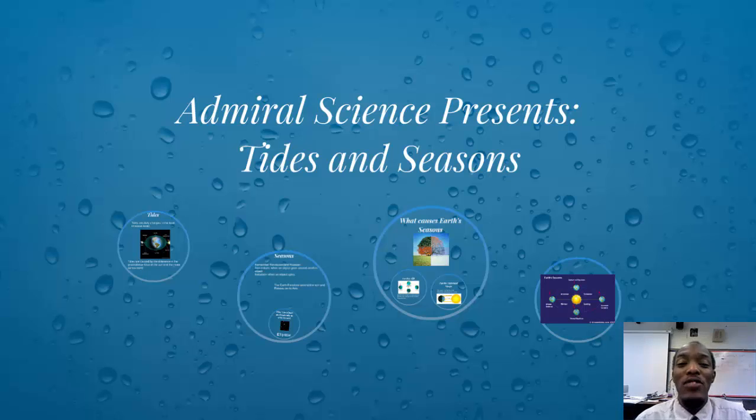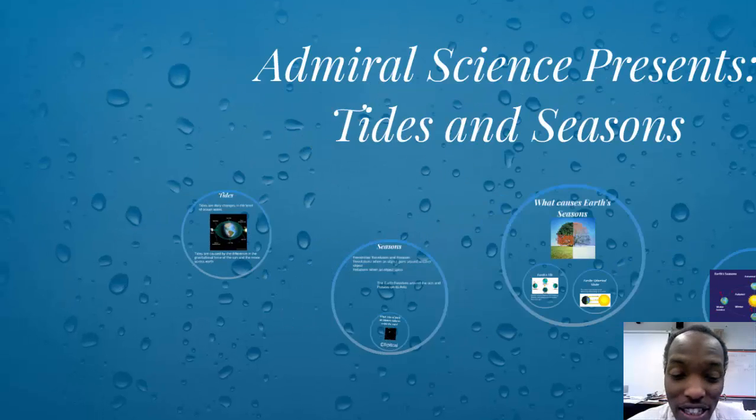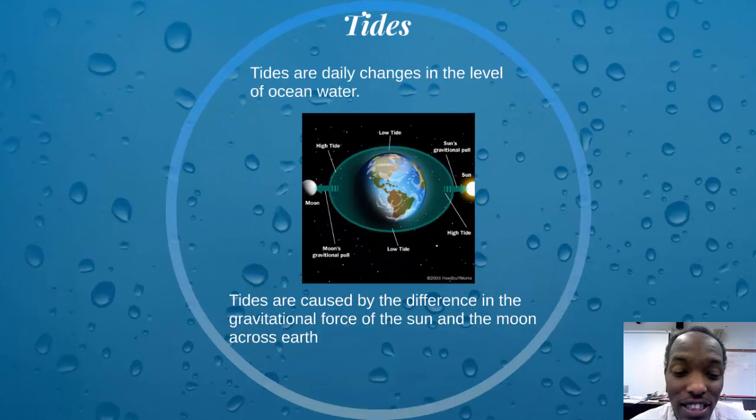Alright, today on Admiral Science, we're back, and today we're talking about tides and seasons. So let's start off. What is a tide? Well, tides are your daily changes in the level of the ocean water. And so tides are caused by the difference in the gravitational force of the sun and the moon. So it's basically like they're competing with the water, so who can have the strongest gravitational pull.